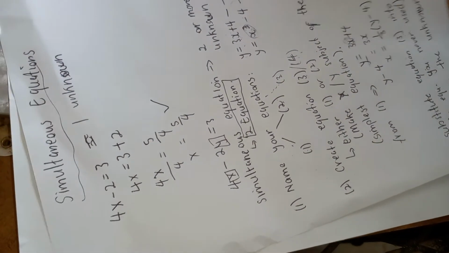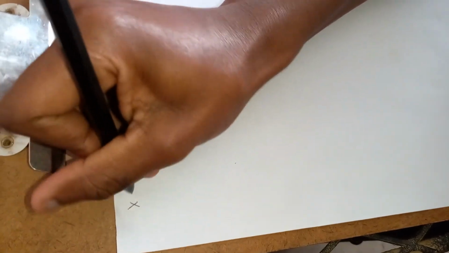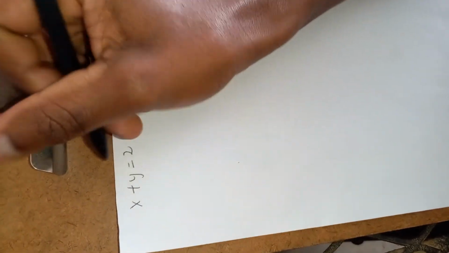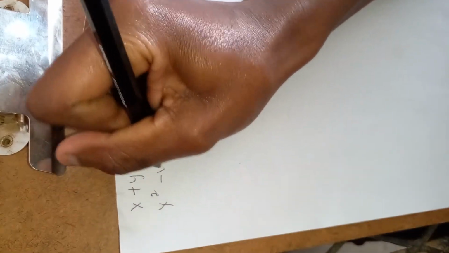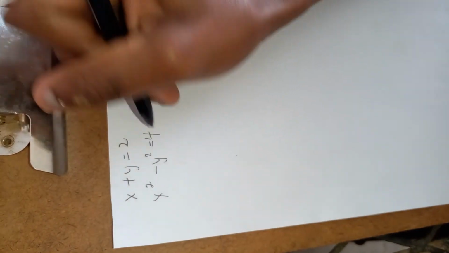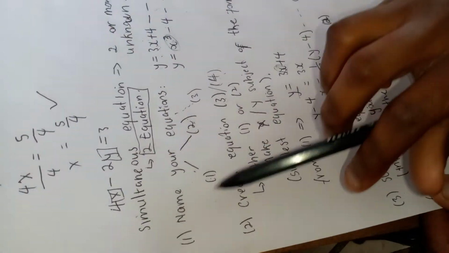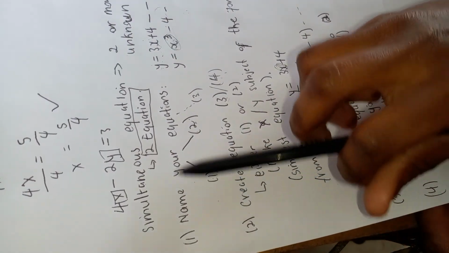Let's do one of the examples so that we see how to apply this method we just dealt with. The question says x plus y is equal to 2, and the other equation says x squared minus y squared is equal to 4. You are asked to find x and y by solving simultaneously. Remember from the first step, you name your equations.